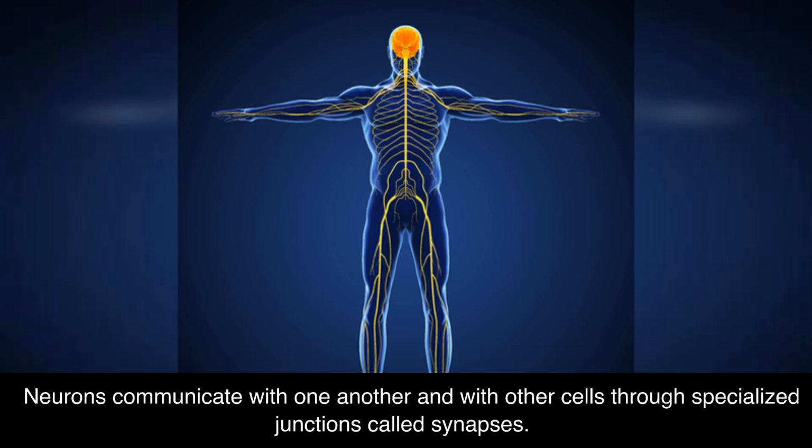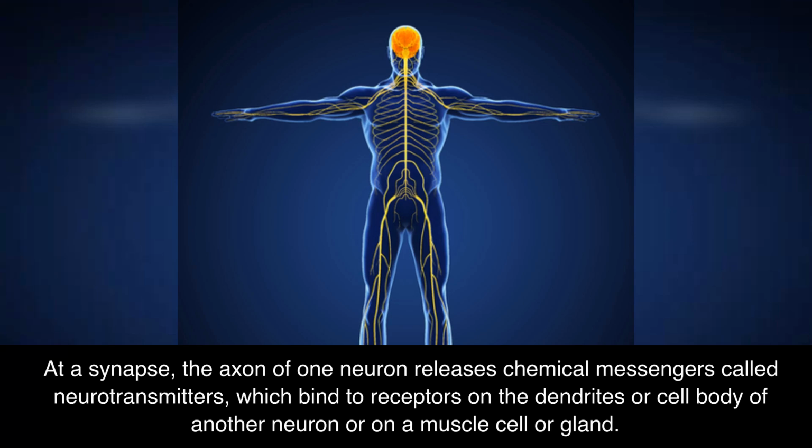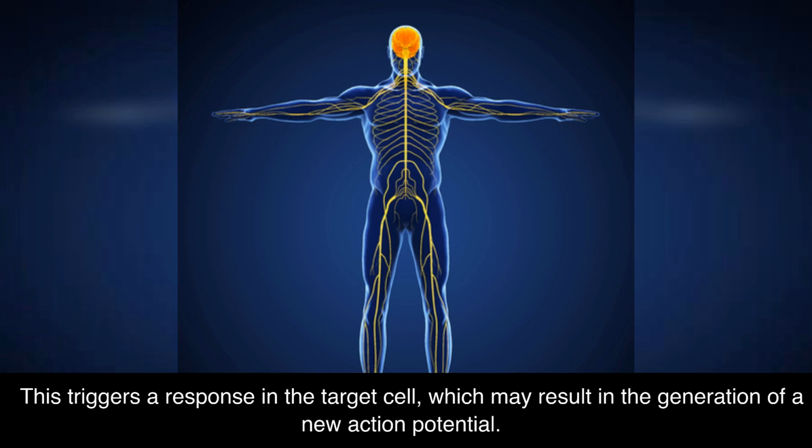Neurons communicate with one another and with other cells through specialized junctions called synapses. At a synapse, the axon of one neuron releases chemical messengers called neurotransmitters, which bind to receptors on the dendrites or cell body of another neuron or on a muscle cell or gland. This triggers a response in the target cell, which may result in the generation of a new action potential.